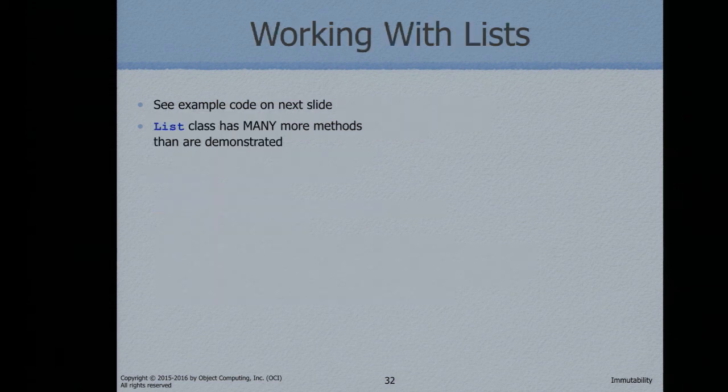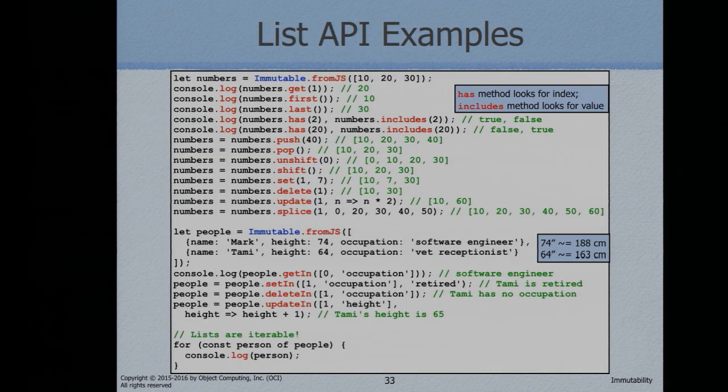Okay, so on to working with arrays, which are modeled as lists. So here are some examples of how that would work. So here I'm taking a literal JavaScript array and calling fromJS. It sees that it's not an object, so it turns it into a list for me. And then there are lots of methods that I can call on that, and they look very similar to what you're used to having for operating on an array.